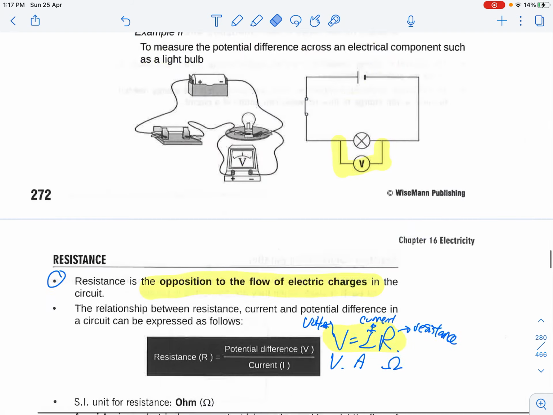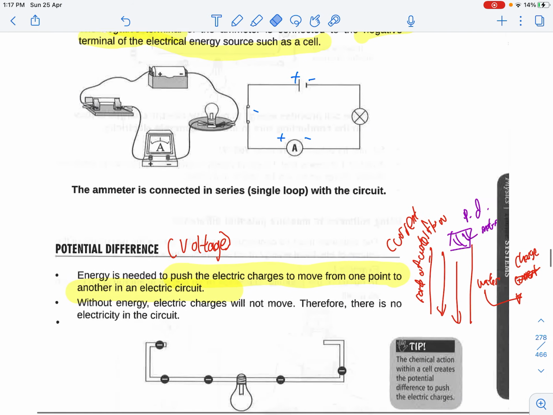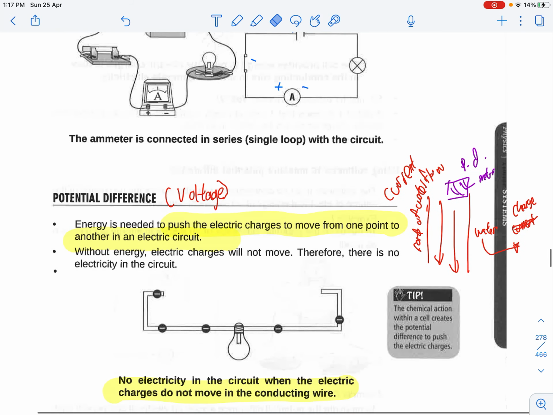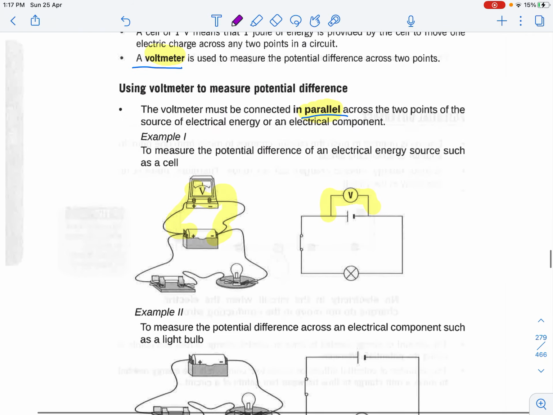So imagine the same flow of water coming down, but along the way you have some rocks positioned along the flow. This will help to minimize or stop or slow down your current flow, and this is what we call the resistance of the circuit.